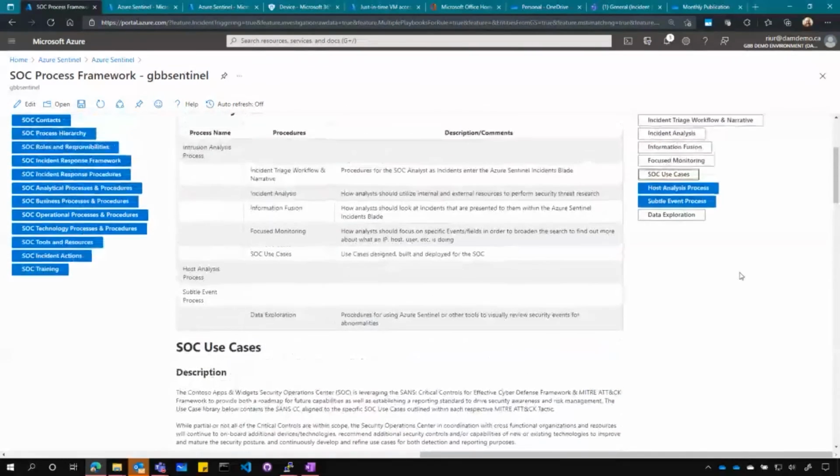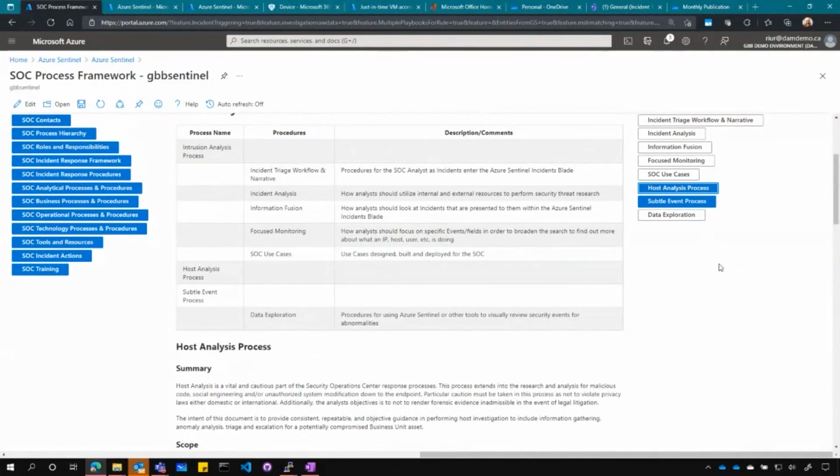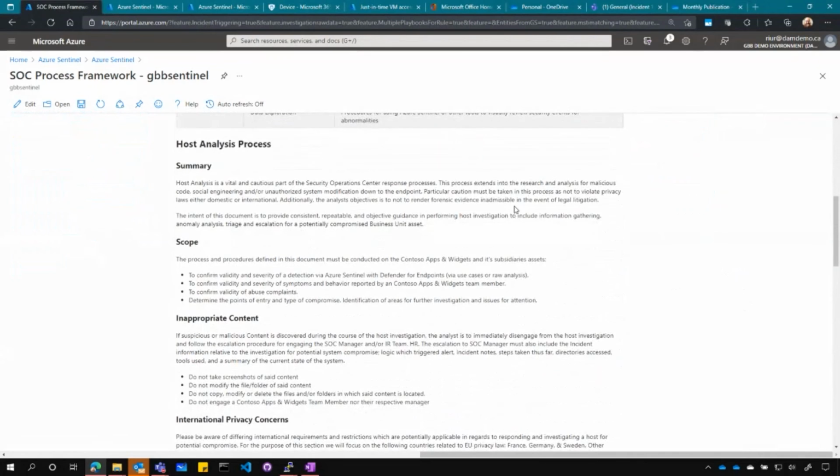All right. Host analysis process. Again, this is how to think about how to do analysis on a given host. In this particular example, what we talk about is how to apply Azure Sentinel and Defender for Endpoints together to do raw analysis. So this section really is looking at what that looks like from that side.